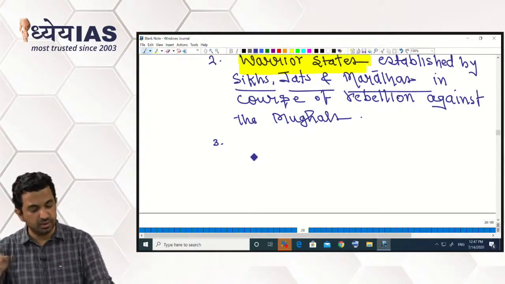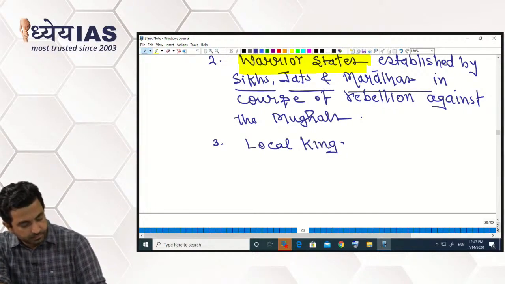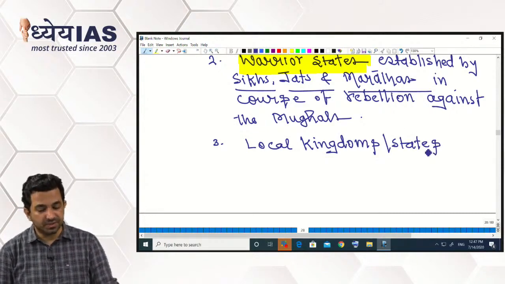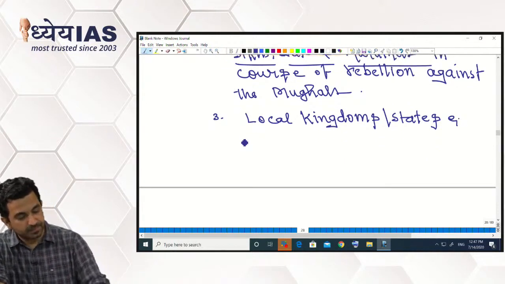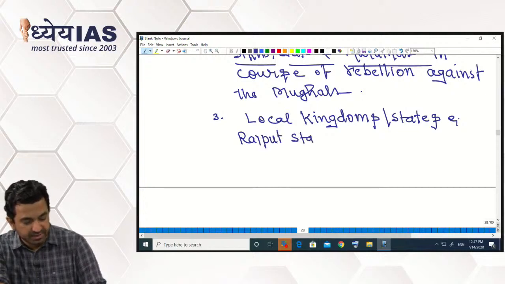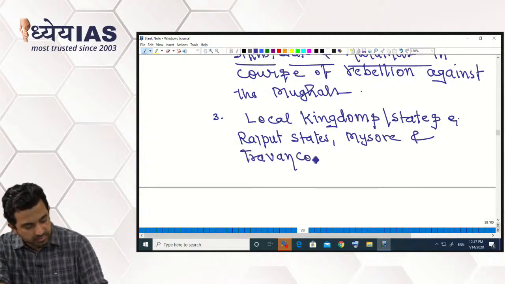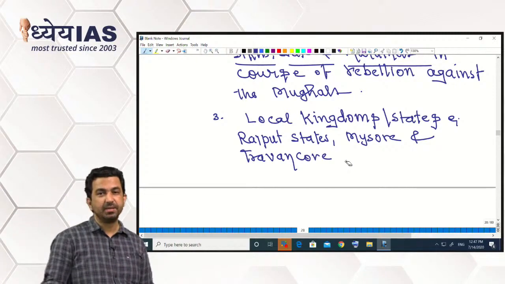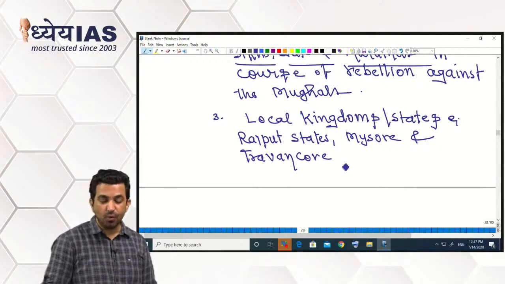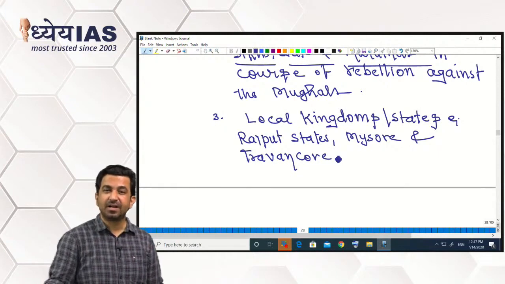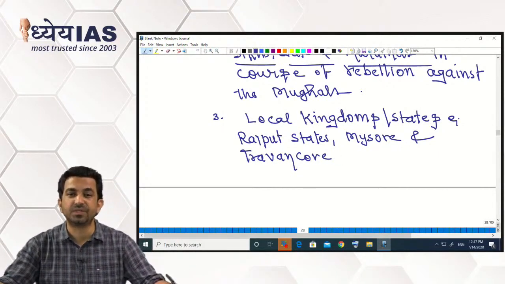Right. Third category of state called local kingdoms or states, like for example, Rajput states, Mysore and Travancore, etc. Local kingdoms or local states like Rajput states, Mysorean state, Travancore state, and descendants of Rajas of Travancore are in news because of Padmanabh temple of Kerala.